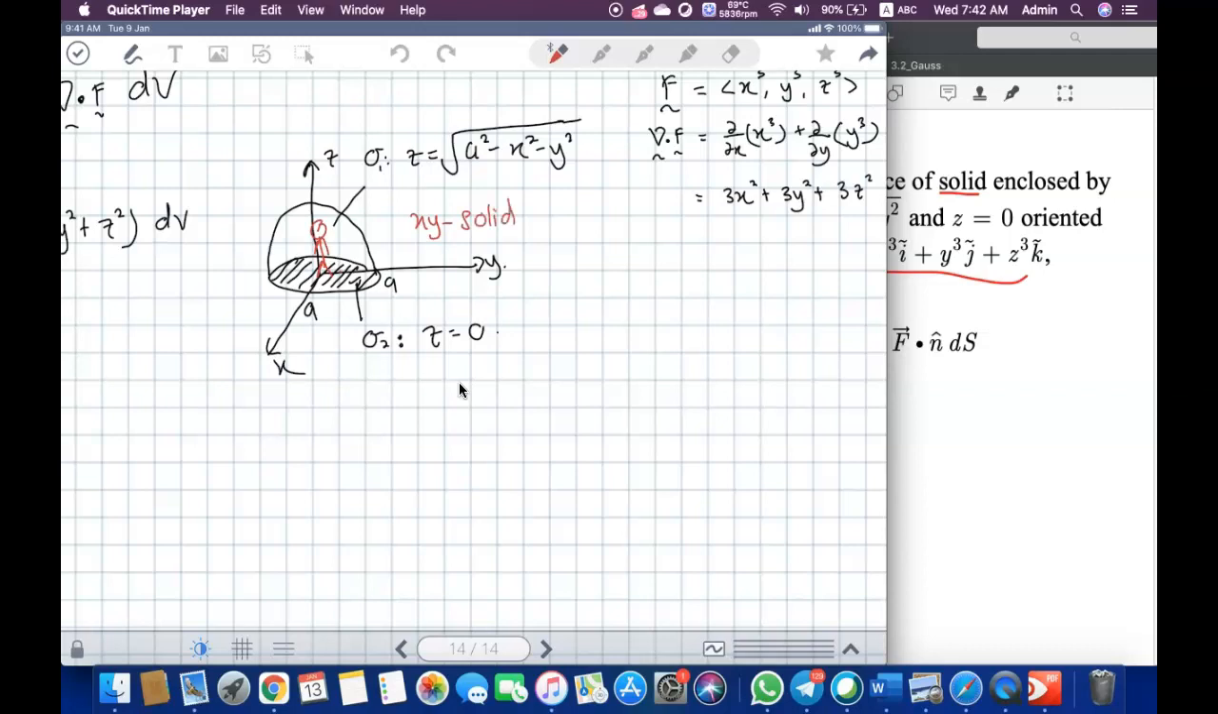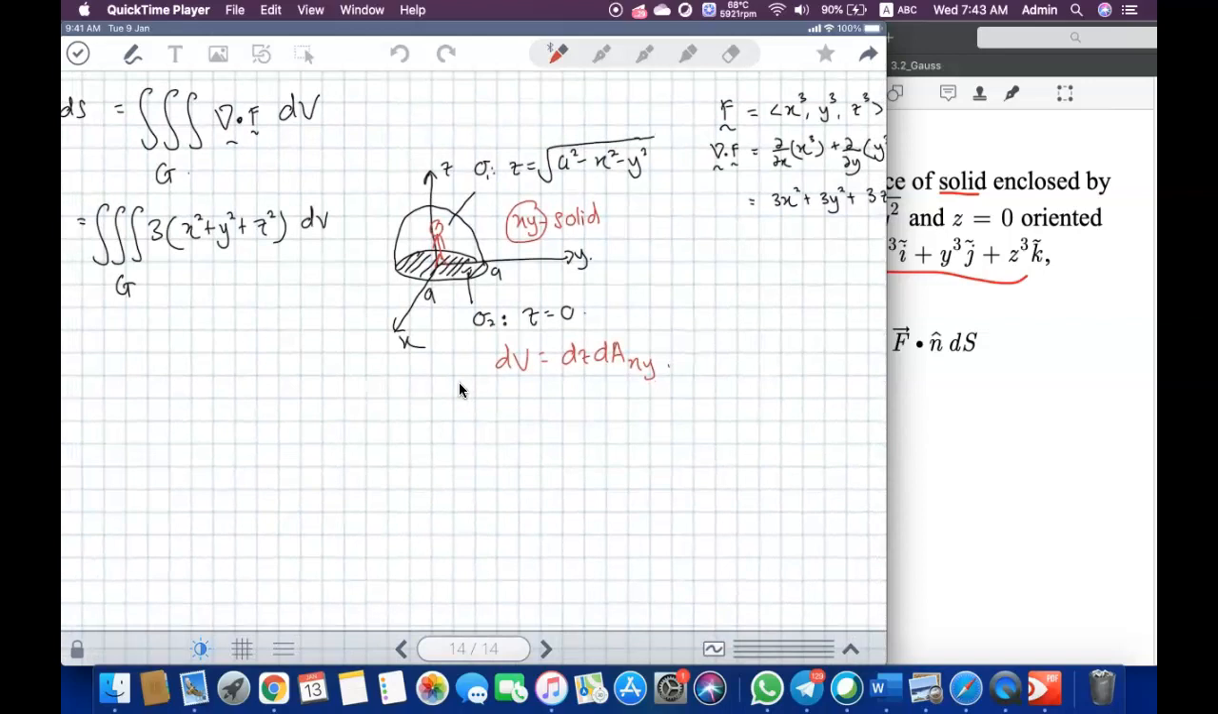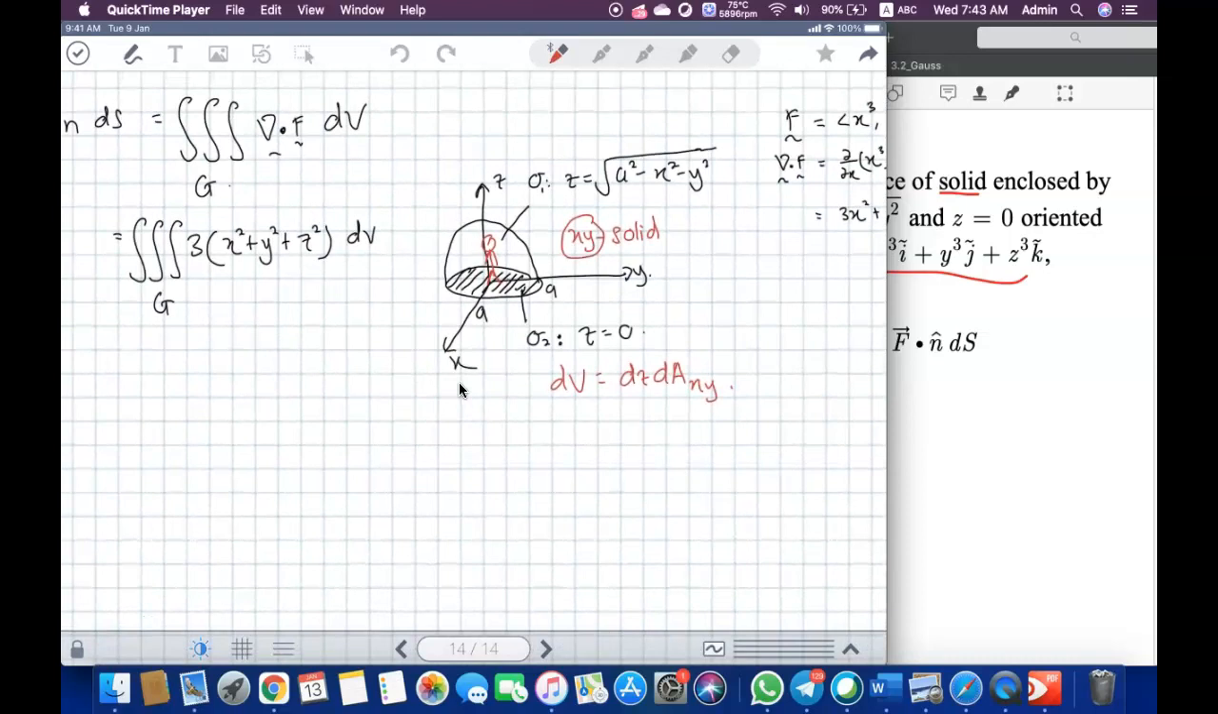Okay, so meaning that your region is lying on the xy plane. So for that, your dV should be dz dA, where A is the region on xy. Okay, but before you proceed to determine the limits of z or x or y, you have to look at your solid here. Since now you have a solid which is part of a sphere, it is better for you to solve using spherical coordinates.